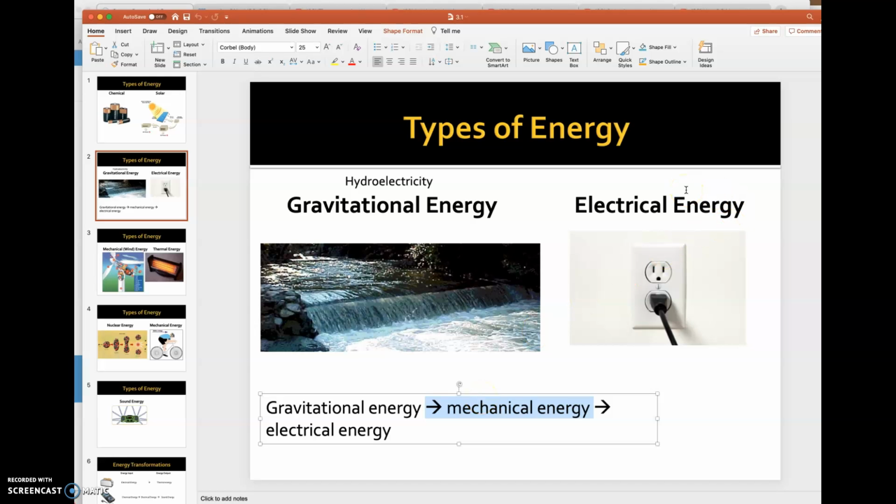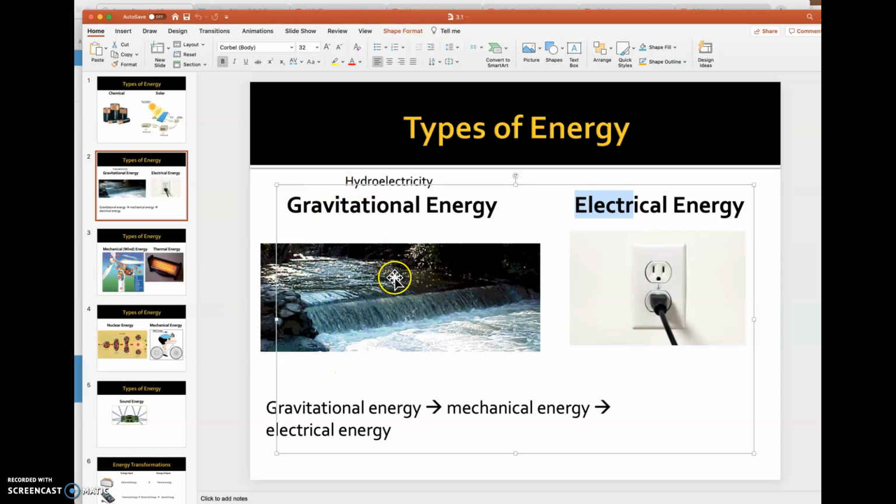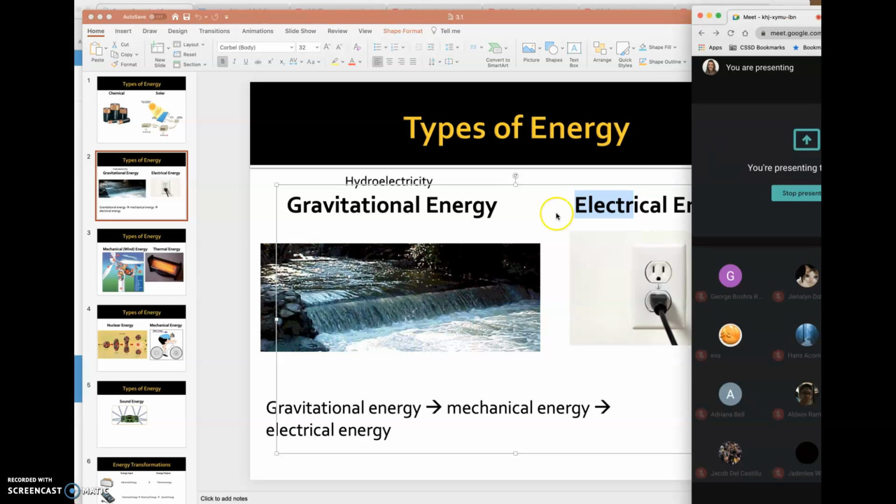Electricity has to do with electrons flowing. See that word, electron, flowing. So in this case, we're taking gravitational energy from our waterfall, from our dam, from our reservoir, down, thank you gravity, spinning the turbine. That makes mechanical energy, which is converted to electrical energy.